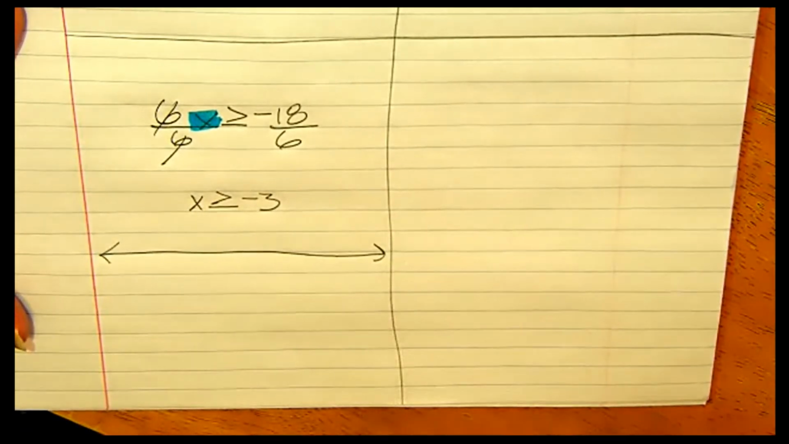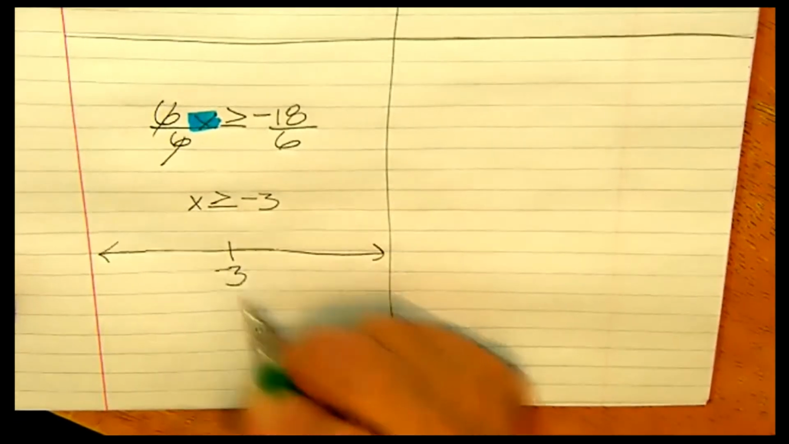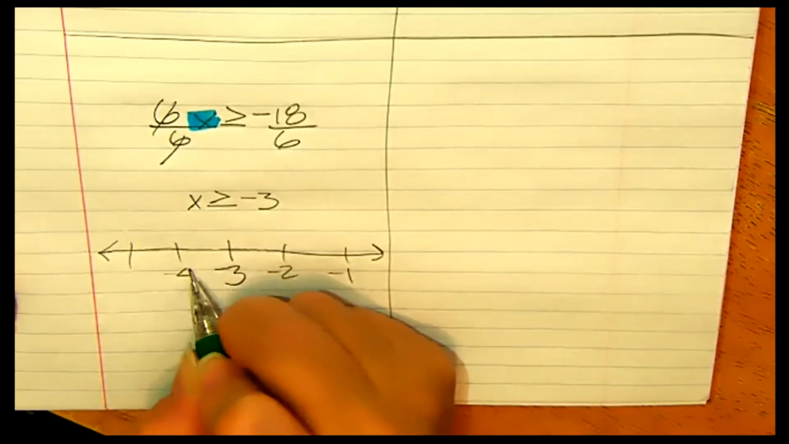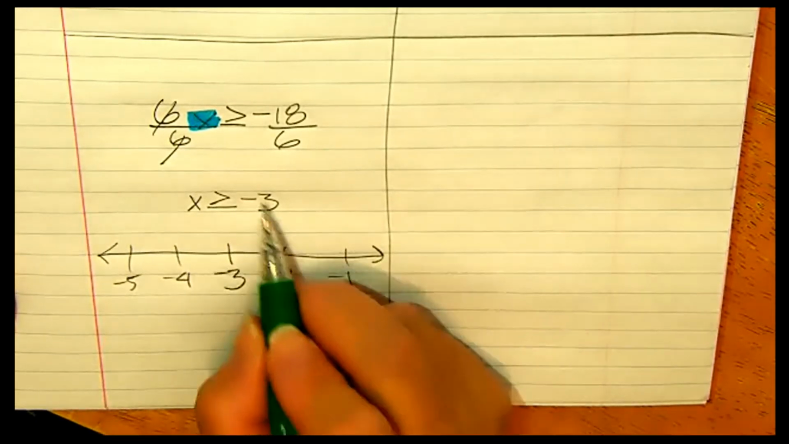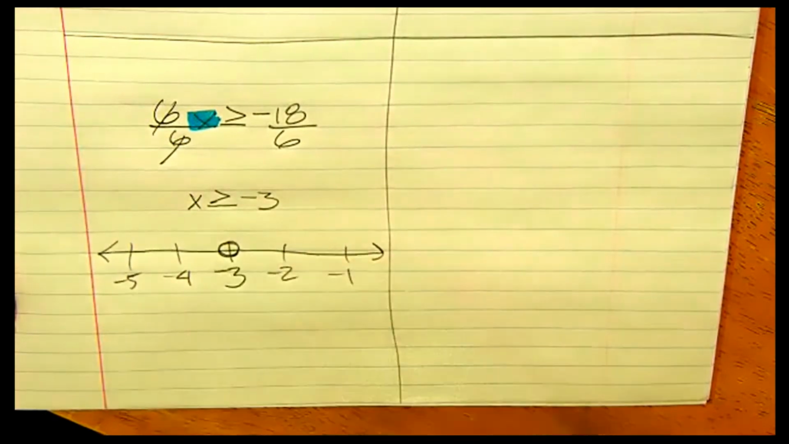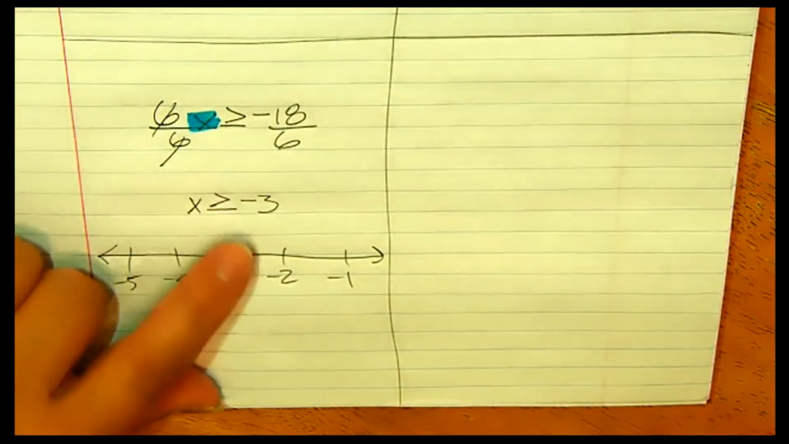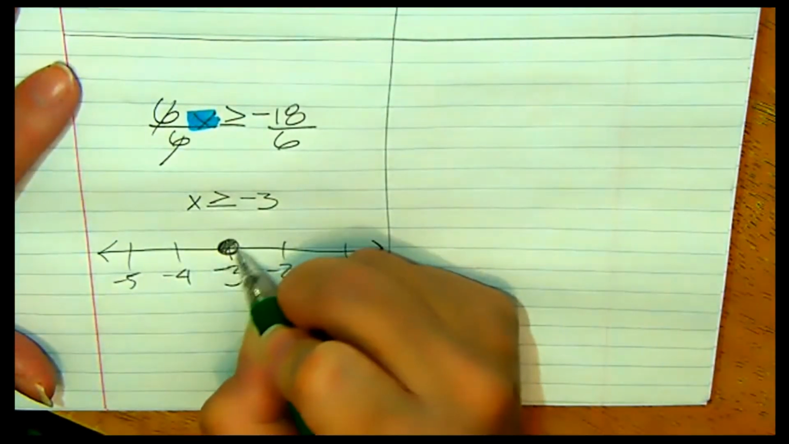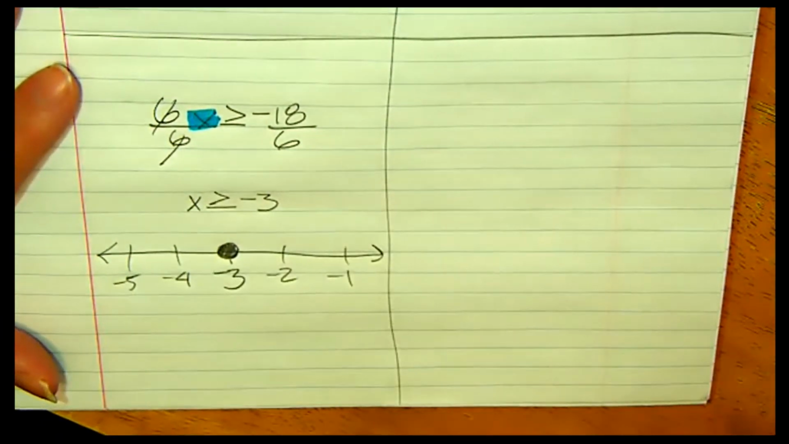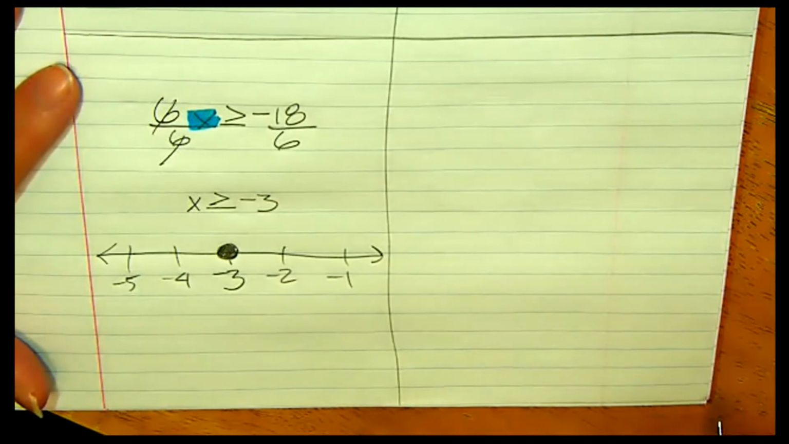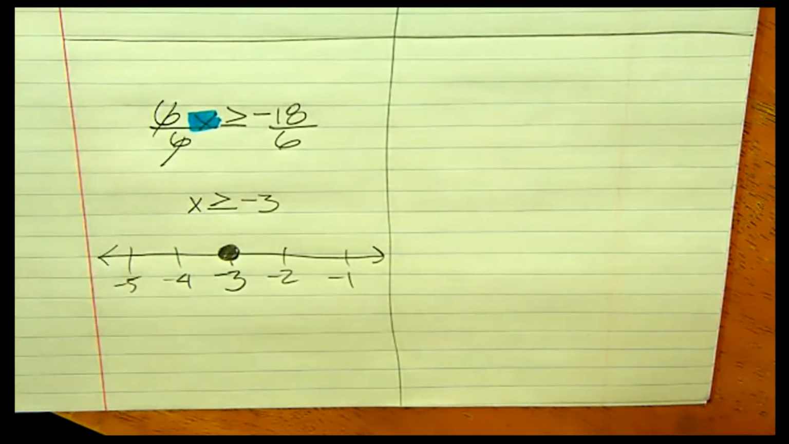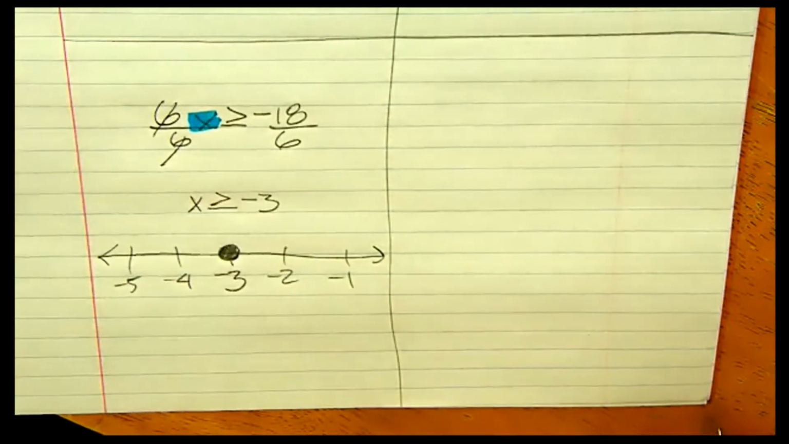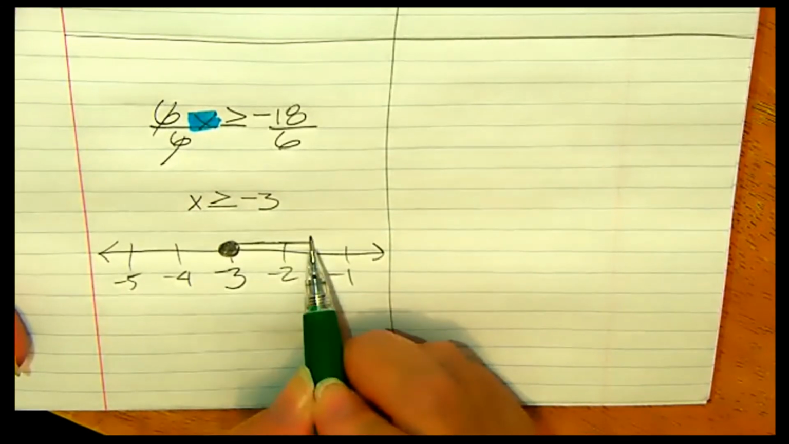At this point, you guys should be experts. I'm going to put my target in the middle, 2 ticks to the right, 2 ticks to the left. Now, this is telling me my solution set starts at -3. And because I have an equal sign, that means -3 is included in the solution set. So it's going to be a closed circle. Now I read my inequality starting with the variable. X is greater than or equal to -3. Greater than means everything to the right.